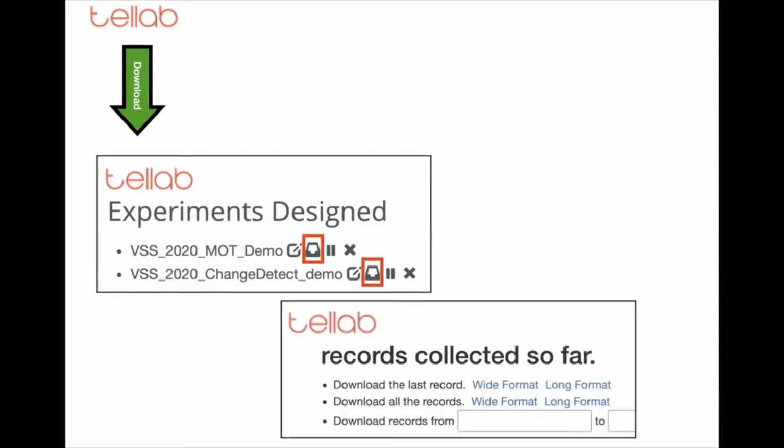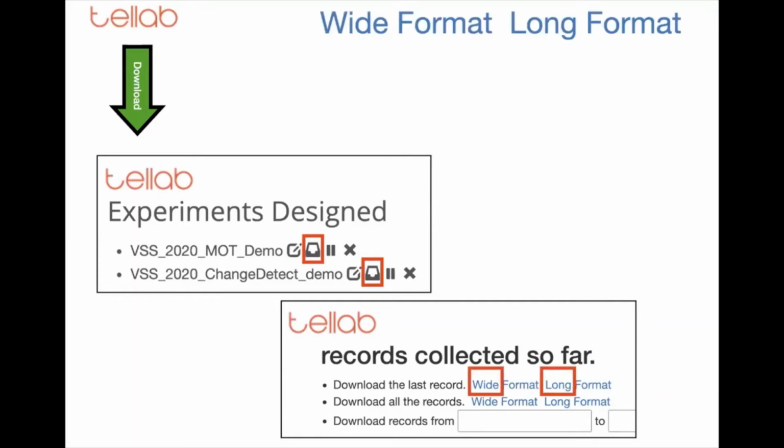Okay, so to download data from TELLab, you get to a screen that looks like this. You click on the little icon that looks like that or that. Those are the two experiments that we just were doing. Then you go to a screen that looks like this and says you can download the last record or all the records or a certain subset of the records in either wide format or long format. So Justin talked briefly about this. Let's expand this just a bit.